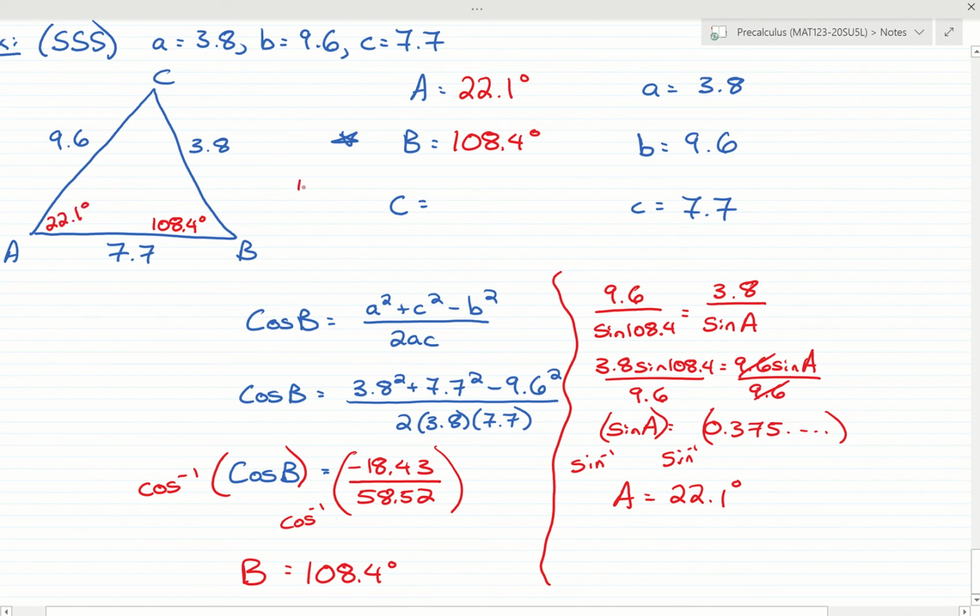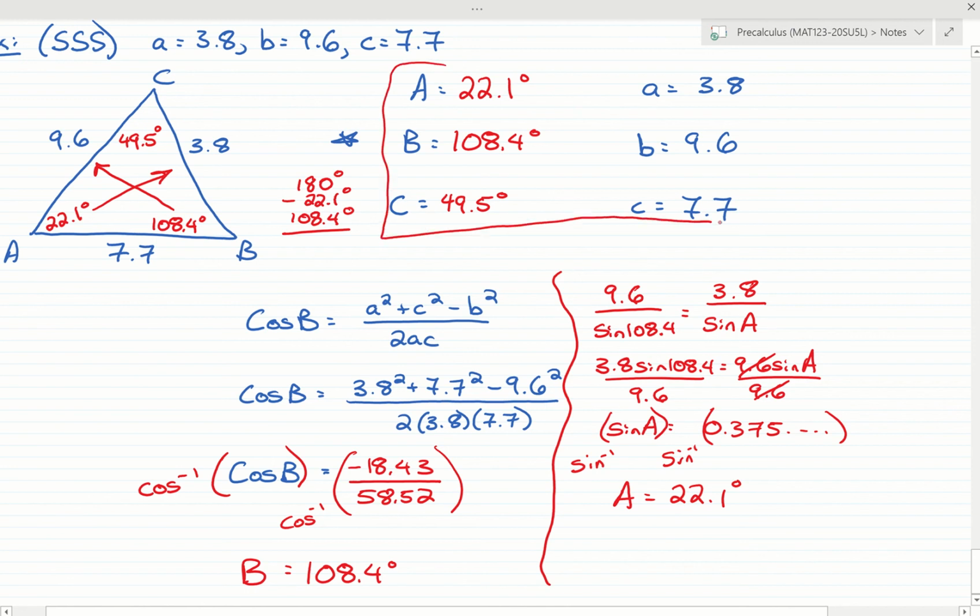And to figure out angle C, we do 180 minus 22.1 and 108.4. Let's see what that is. 180 minus 22.1 minus 108.4 comes out to 49.5 degrees. And let's check to make sure the largest angle is opposite the largest side, smallest angle is opposite the smallest side. So this would be our solution. Everything checks out.